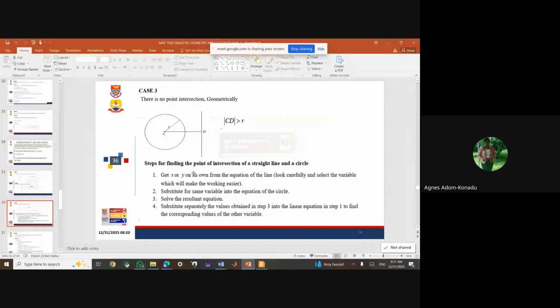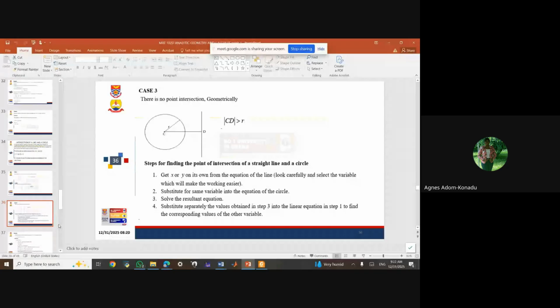Then the two values that you get, you substitute them separately into the linear equation. The two values for x that you get, you substitute them into the equation of the line to find the corresponding value of the other variable, the x or the y.